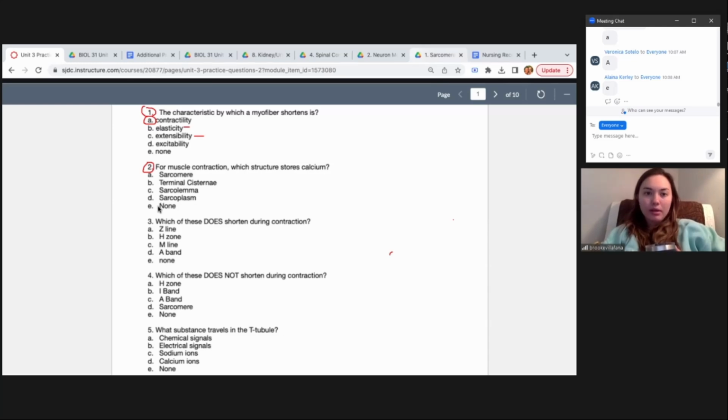Good. E, the sarcoplasmic reticulum, right? The terminal cisterna will release calcium like gates versus the sarcoplasmic reticulum, which is the one actually storing the calcium. Question 3. Which of these does shorten during contraction? Does shorten during contraction.